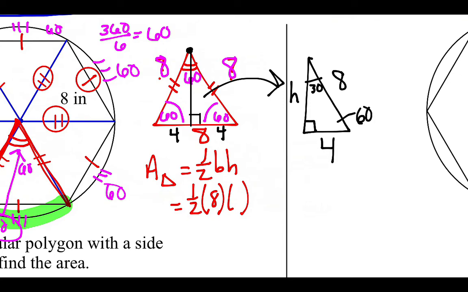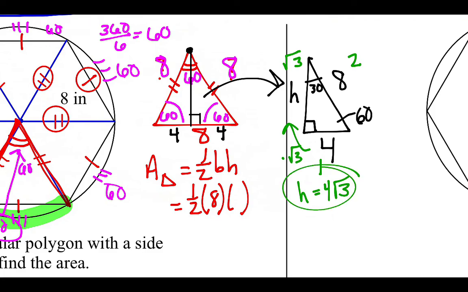Well, that's a 30, 60, 90 triangle, and on a 30, 60, 90 triangle, I know the numbers are 1 across from 30, 2 across from 90, and √3 across from the 60. So 4 times 2 would have given me 8. 4 times √3 would give me a height that is 4√3. Now I know my height, so I can put that back into my formula. So the area is going to be 1/2 the base of 8 times the height of 4√3. And when I multiply all that out, I'm going to get 16√3. Well, that's the area of just one triangle.